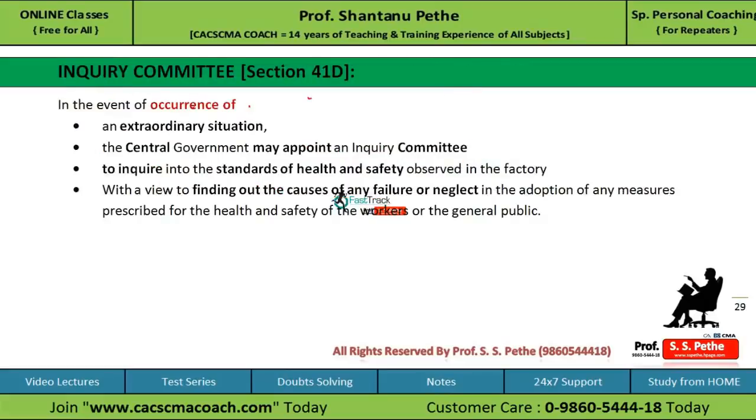41D talks about the inquiry committee. In the event of occurrence of any extraordinary situation, the central government may appoint an inquiry committee to inquire into the standard of health and safety observed in the factory, with a view to find out the causes of any failure or neglect in adoption of any measure prescribed for the health and safety of the worker or the general public.